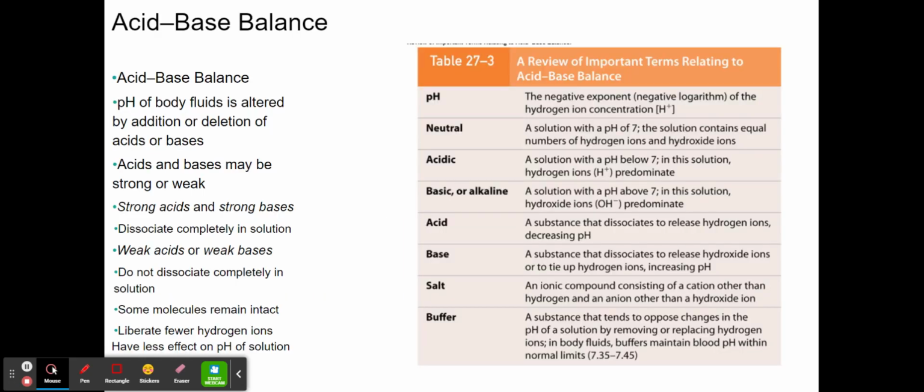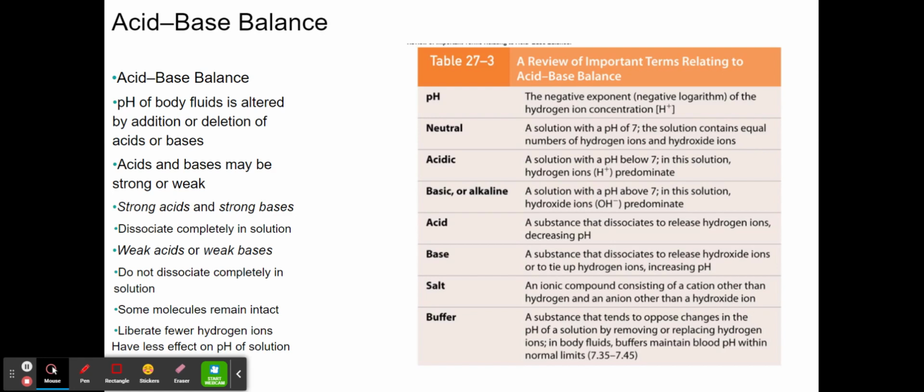So we introduced the topic of pH and the chemical nature of acids, bases, and buffers in 168. Table 23-7 reviews key terms important to the discussion that follows. The pH of the body fluids can be altered by adding either acids or bases. In general, we can categorize acids and bases either as strong or weak. Strong acids and strong bases dissociate completely in solution.